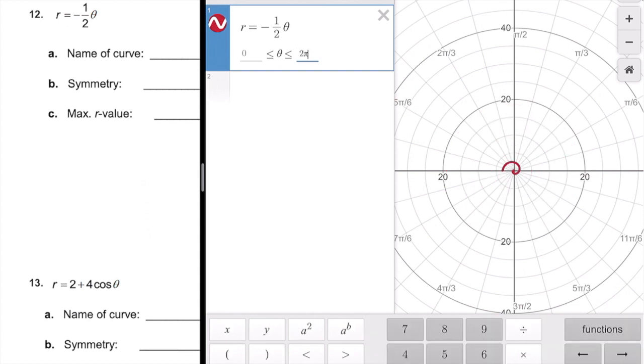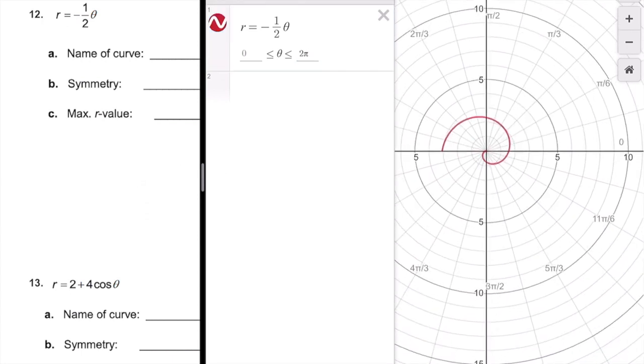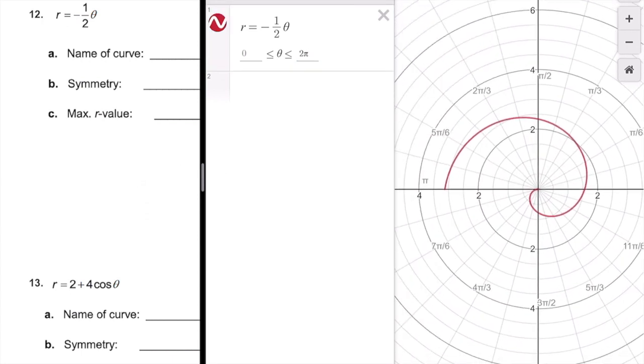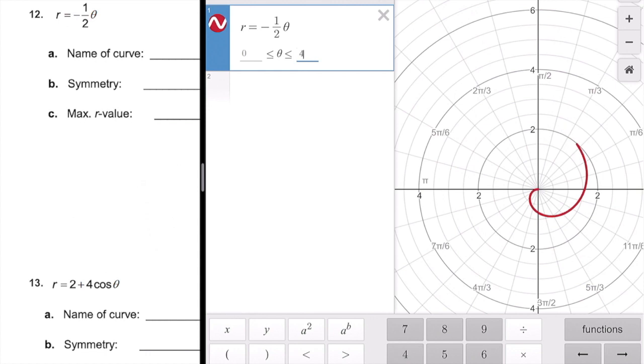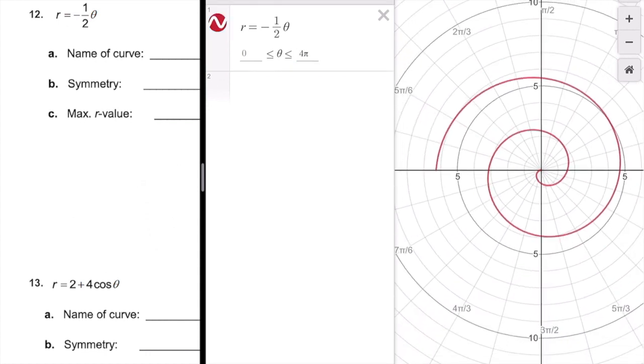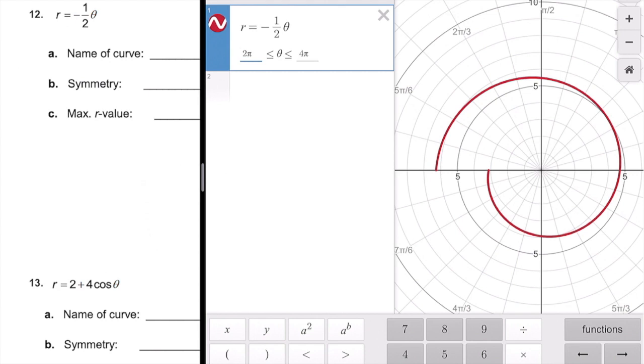Let's see what happens if I go to 2 pi. It just gives me like a shell. It gives me a partial. If I take this to 4 pi, I get more pieces. So with polar, you can control what section of the graph you have based on what angles you want. If I want to go from 2 pi to 4 pi, I can cut off part of these pieces.